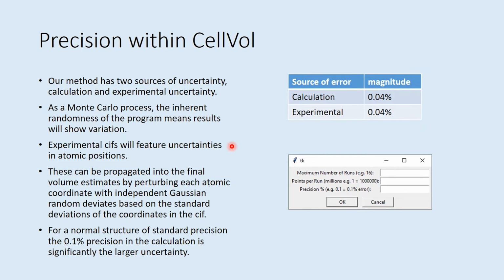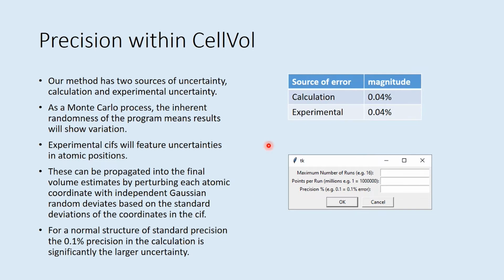For this, we wrote a second Monte Carlo calculation, based on perturbing each atomic coordinate with an independent Gaussian random number based upon the standard deviations of each of the coordinates within your CIF. If you get a fairly standard precision within an experimental structure, a fairly well-resolved structure, you can then push it through. For this process, we produced 50 perturbed structures, each with slightly offset atomic coordinates based on the uncertainties in the CIF. We then ran the CellVol code on each of those individually.